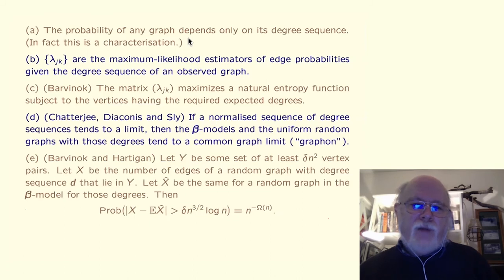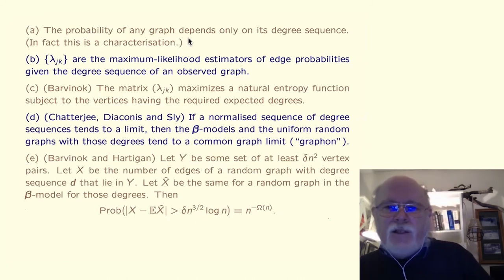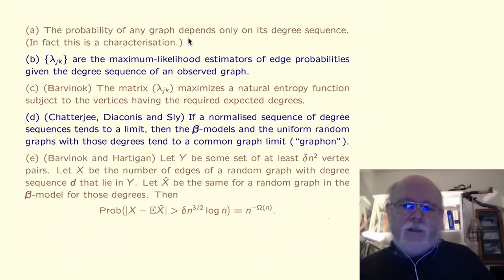First property: the probability of any graph depends only on its degree sequence. And that's a characterization. In fact, you can take any list of betas you like and any degree sequence you like, then every graph with that degree sequence has the same probability. And the beta model is the only set of edge probabilities which has this property.